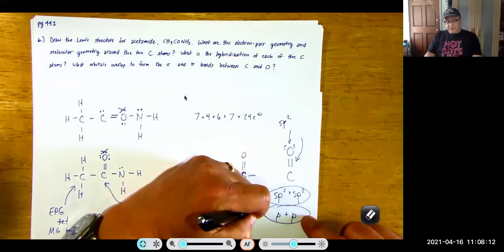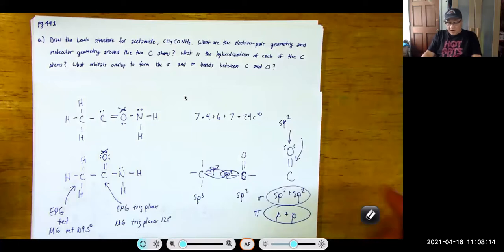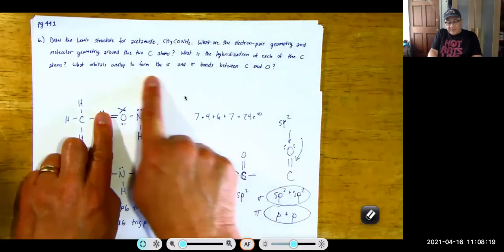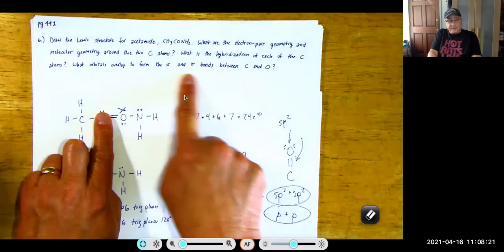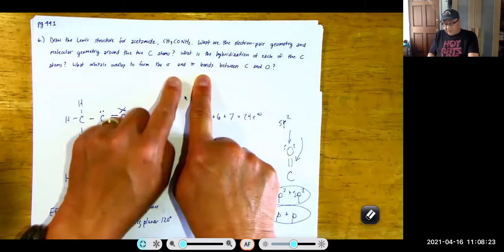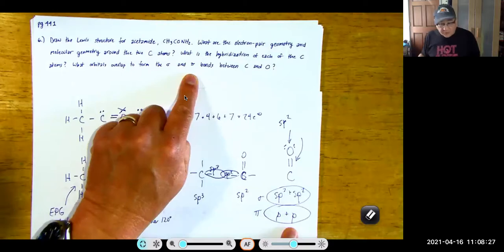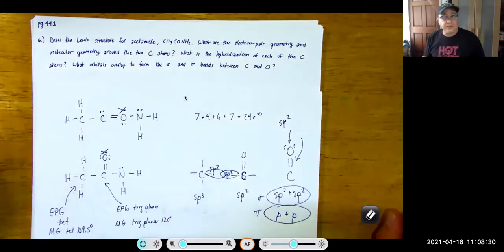So do you understand that question now between carbon and oxygen? What orbitals overlap to form the sigma and pi bonds? The sigma are the sp2 and sp2. The pi are the unused p's, which are actually used. So we should call them the unhybridized p. Yeah.